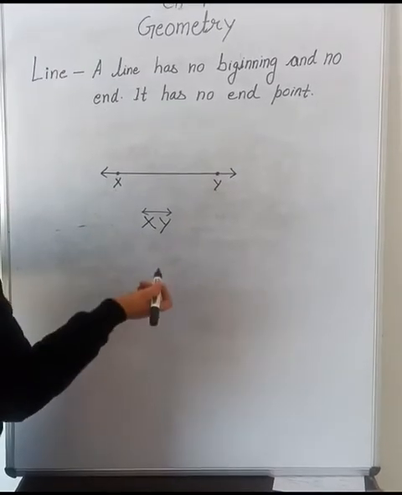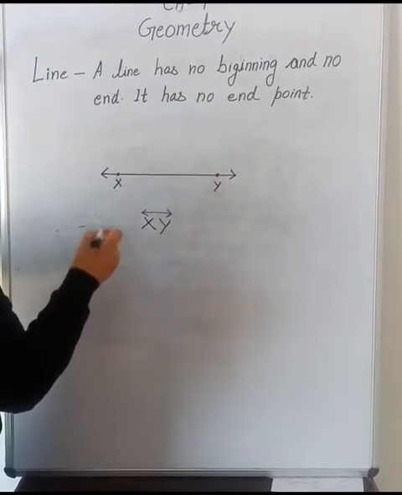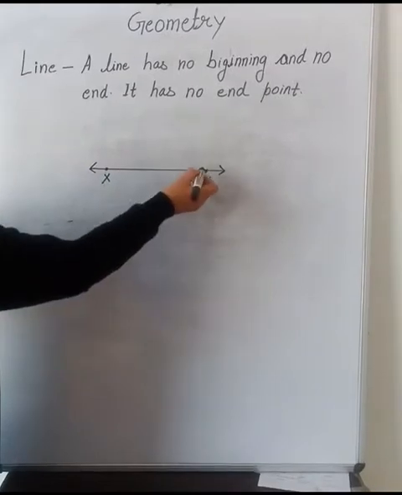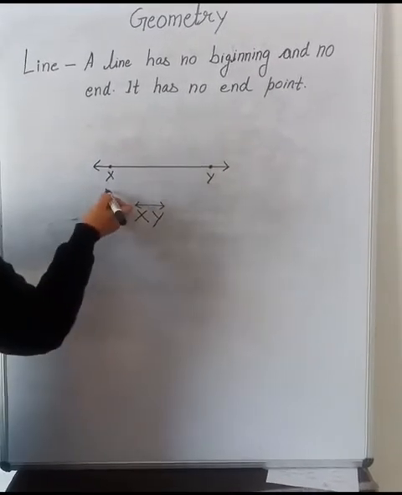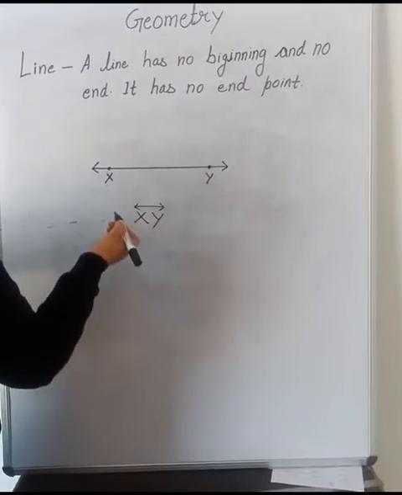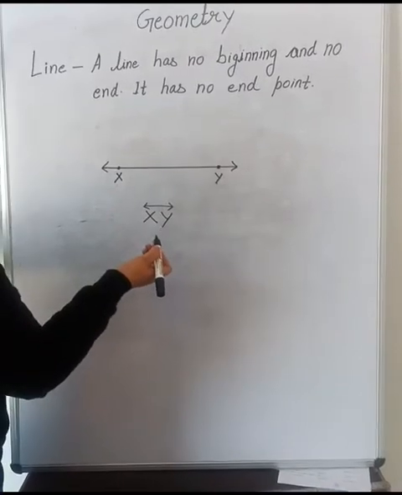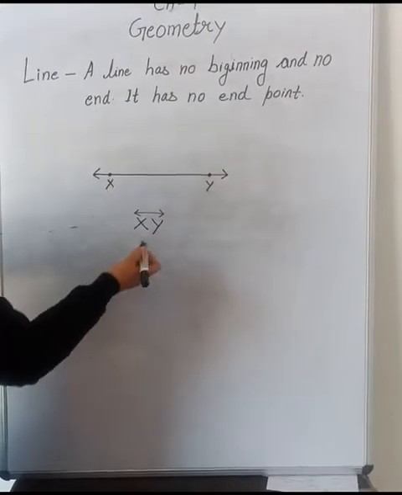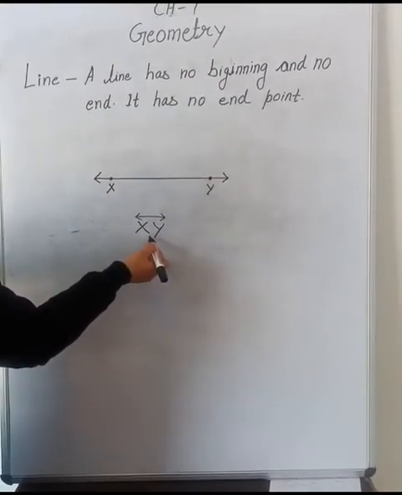And to name a line, any 2 points on the line are selected. So I have written X and Y by capital letters of the English alphabet. So in this way we will represent the line.